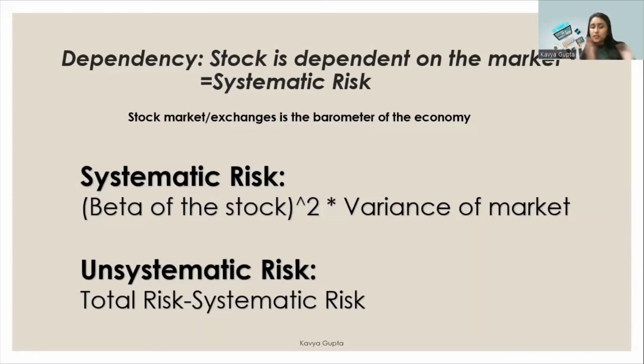Now, when I talk of unsystematic risk and systematic risk, there is no way of calculating the unsystematic risk directly. So what do we do? We first calculate the systematic risk, and we subtract the systematic risk from the total risk to get the unsystematic risk. The formula for systematic risk is the beta of the stock to the power 2, that is, the square of the beta into the variance of the market. And unsystematic risk is total risk minus the systematic risk. As I told you, beta is a measure of systematic risk, hence we have considered the stock beta in the calculation of systematic risk.